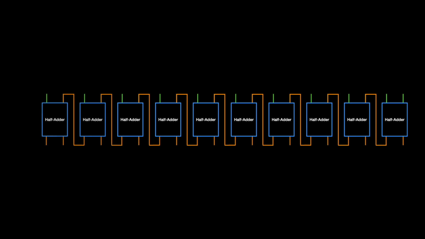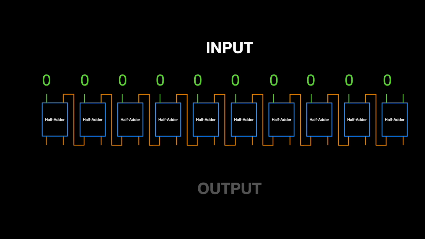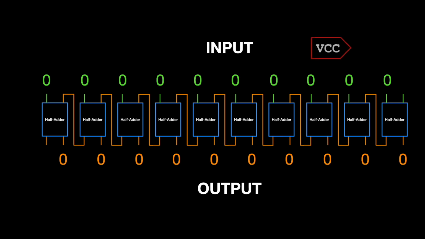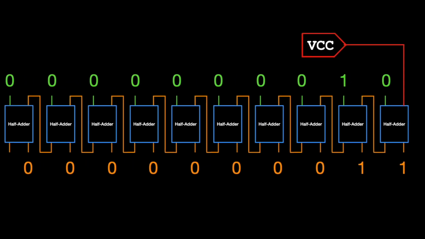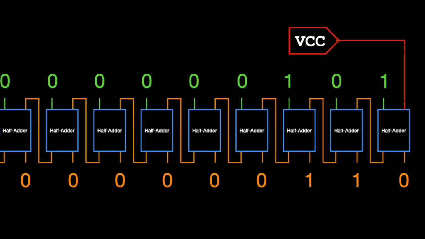For our incrementer, the input lines are all connected directly to the address bus. If we supply a constant voltage to one of the inputs on the first half adder, this will create a ripple effect that will carry through all of the subsequent half adders and increment every input value by 1.